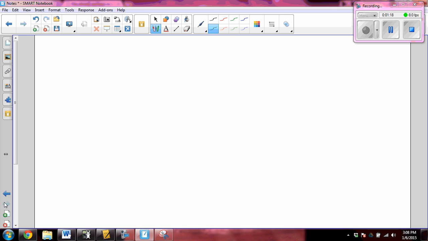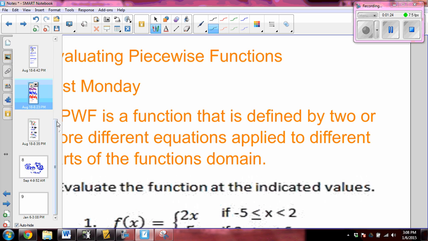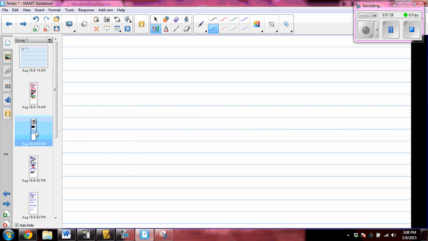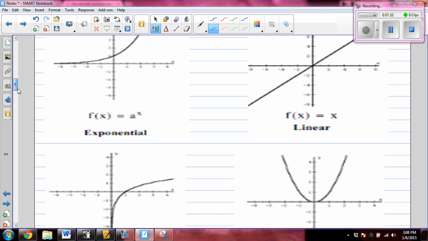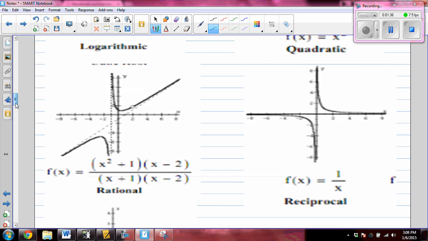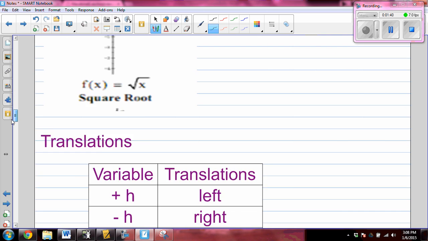and my pages are going every which way. Let me get back to what I was doing. Here we go. Sorry about that. Logarithmic, quadratic, rational, reciprocal, and square roots.